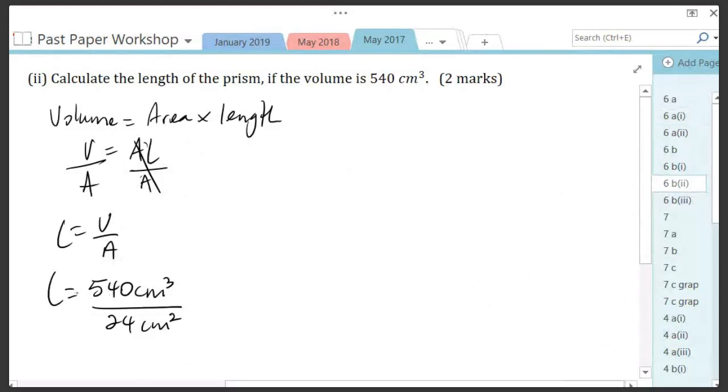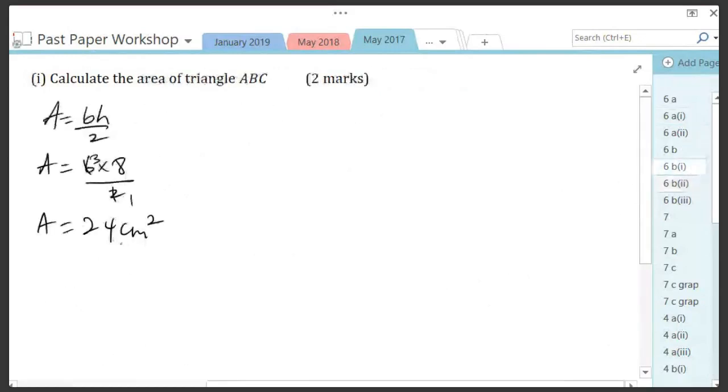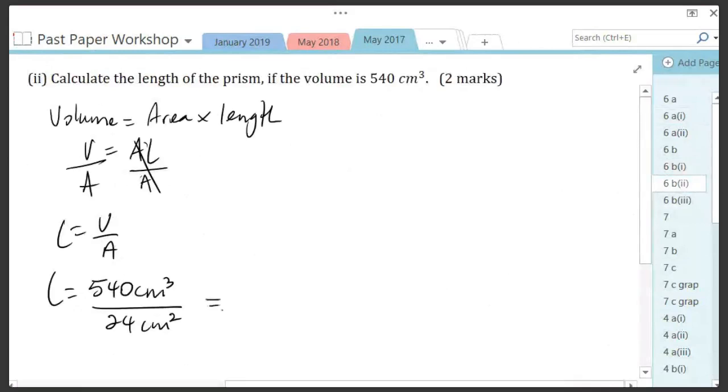And the length here is equal to, the volume is 540 cm cubed, and we know here that the area is 24 cm squared. Dividing them here, I'm going to get 22.5 centimeters.